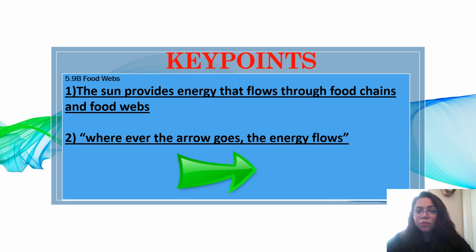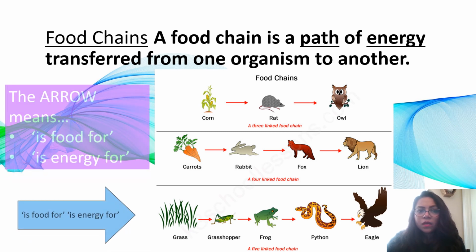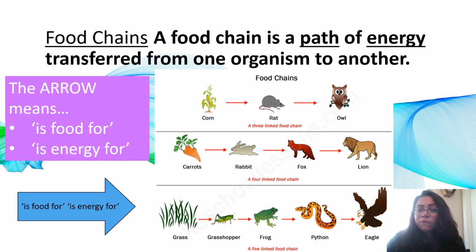Our mini lesson will be about food webs, and the key points are: the sun provides energy that flows through food chains and food webs. Wherever the arrow goes, the energy flows. Food chains. A food chain is a path of energy transferred from one organism to another. The arrow means is food for, is energy for.